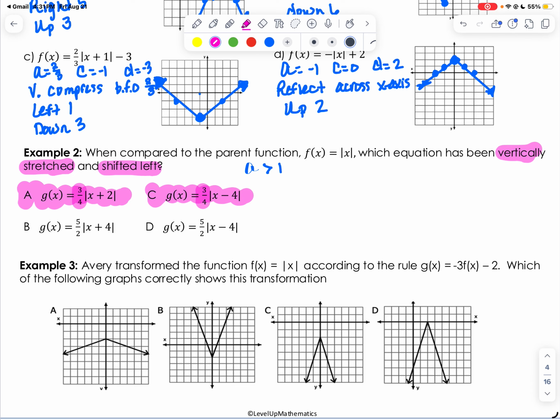Now, the other condition is that the graph needed to shift to the left. This is absolute value of x plus 4. This is the absolute value of x minus 4. I want you to think about it and determine which answer you think would shift the graph to the left. Pause the video, choose your answer, and then press play when you're ready to check your answer. All right, welcome back. Hopefully you selected answer choice B. Answer choice B was vertically stretched by a factor of 5/2 and shifted to the left 4 units.